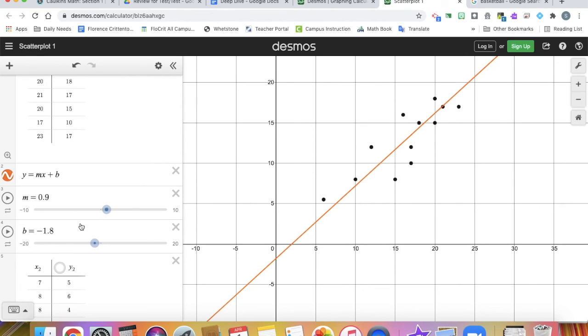So this is claiming that most of the kids on average are starting in debt by $1.80, and that for each item they're selling, they're making about 90 cents. 0.9 means 90 because you can add a 0 at the end for cents. And so that's the situation with kids.